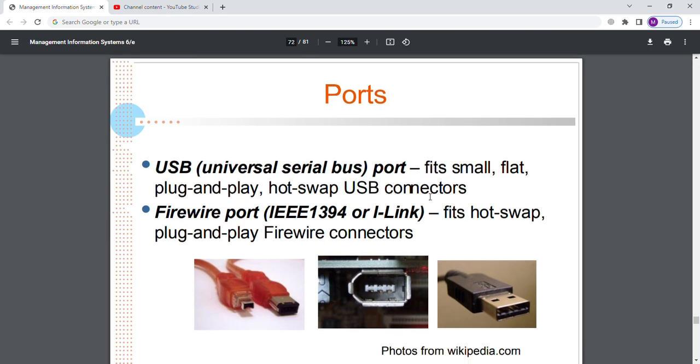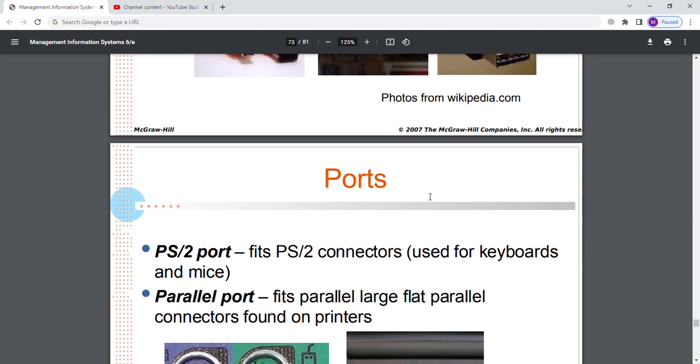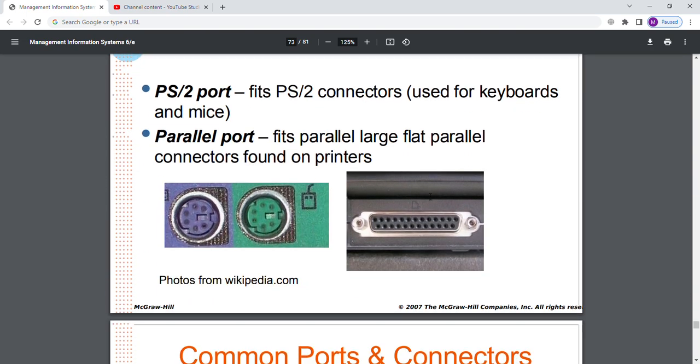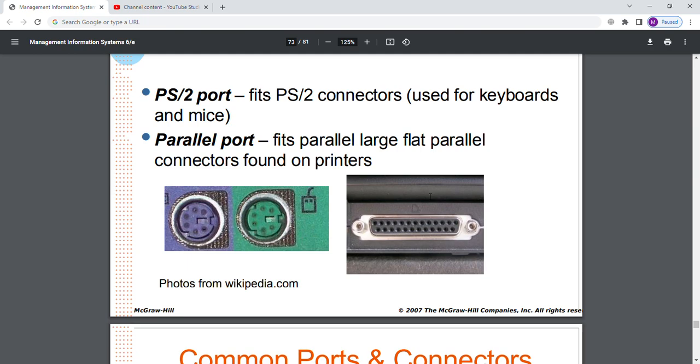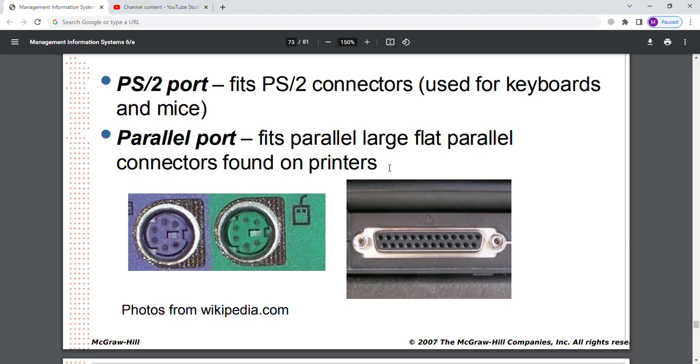Ports: USB ports and fiber ports, PS2 ports and parallel ports. A parallel port is a large flat parallel connection found on printers, just like this. You can see this in the picture. Let me zoom in. Now it's easy to see.